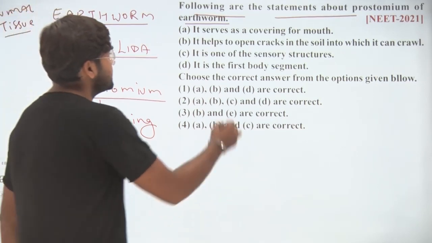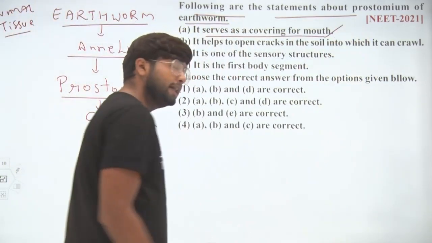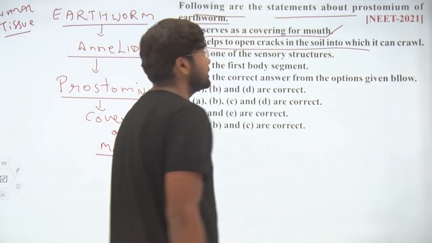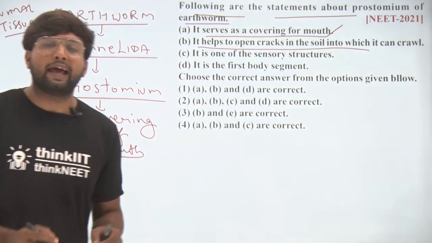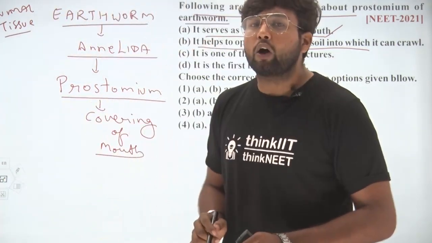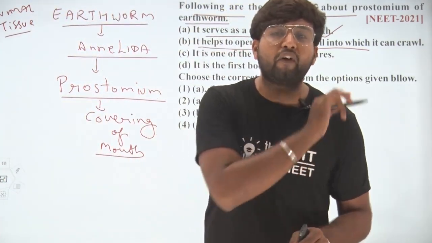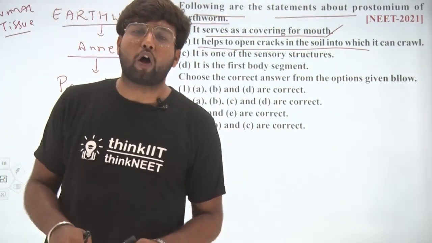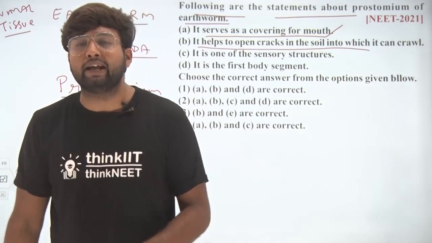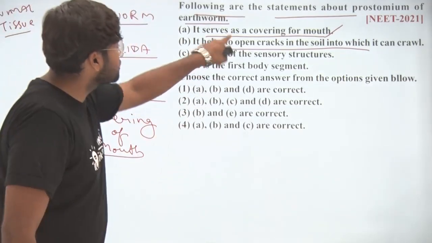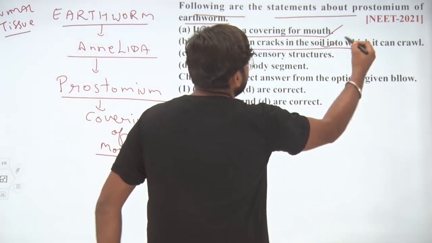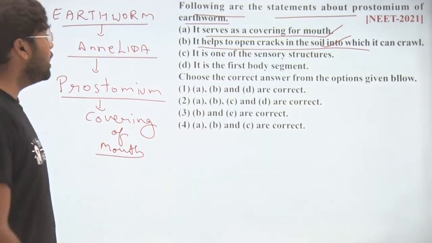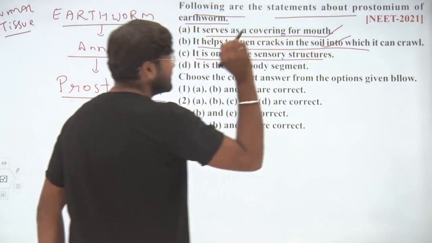So the first statement, it serves as a covering for mouth. It is the correct statement, students. The second, it helps to open the cracks in the soil into which it can crawl. As you all know, earthworms are also known as the friends of the farmer. It makes a side opening in the soil and moves deeper into it. So it helps in crawling also. So the second option is also correct. The third option, it is one of the sensory structures.